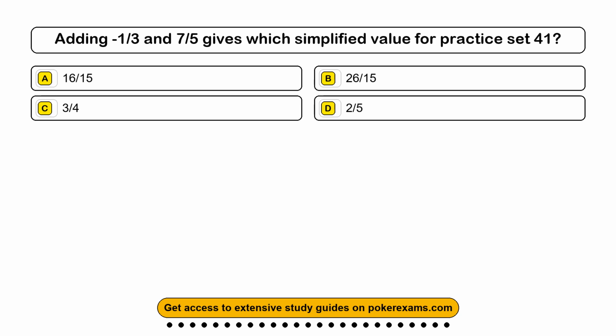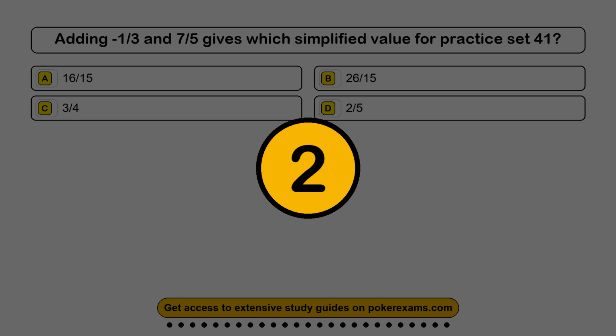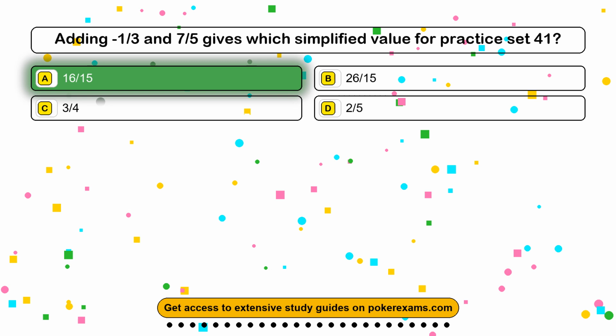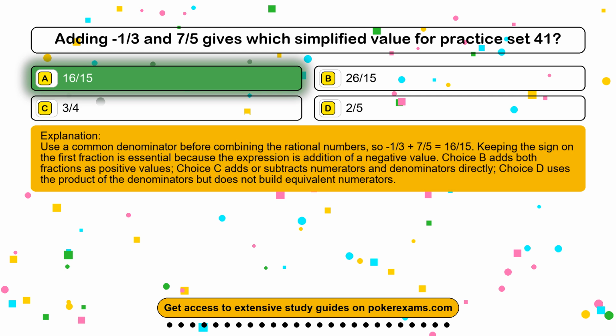Question 1. Adding -1/3 and 7/5 gives which simplified value for practice set 41? Option A 16/15. Option B 26/15. Option C 3/4. Option D 2/5. The correct answer is option A, 16/15. Use a common denominator before combining the rational numbers, so -1/3 plus 7/5 equals 16/15.